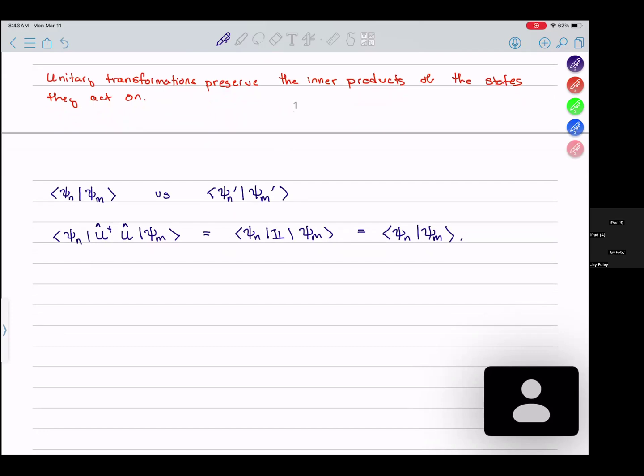All right. So the next thing that we can look at is actually how the expectation values and eigenvalues of operators will behave after being transformed. So we're going to pick that up in the next video.